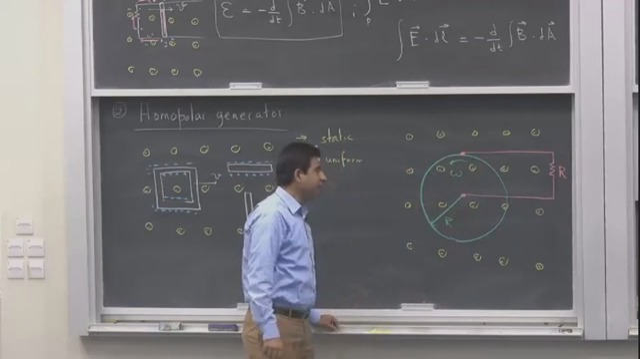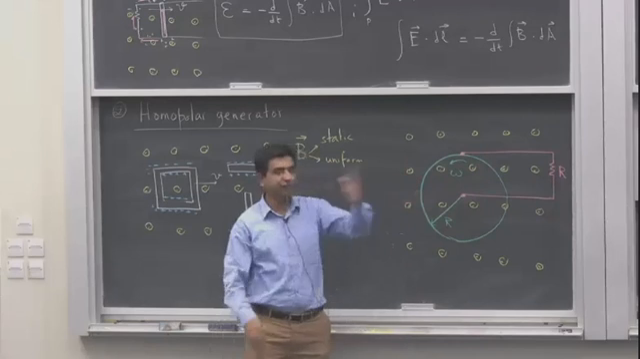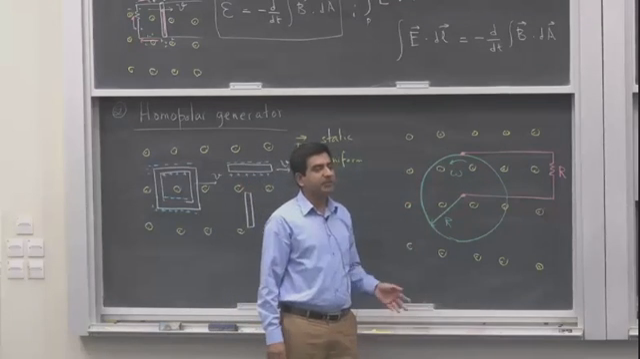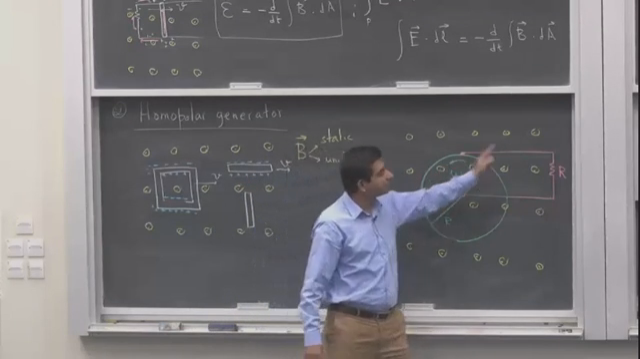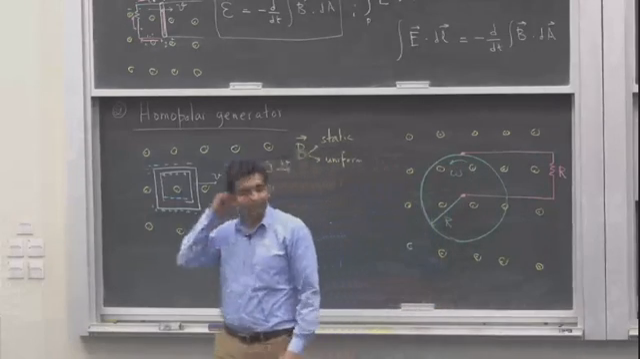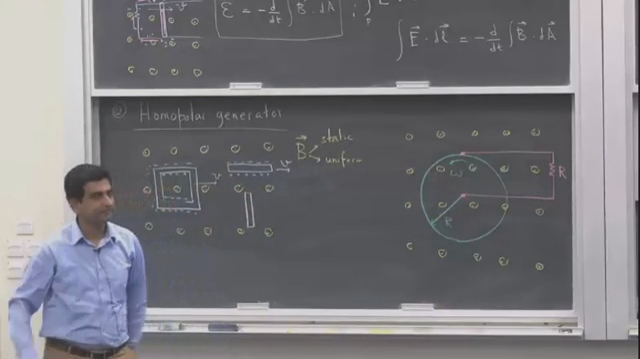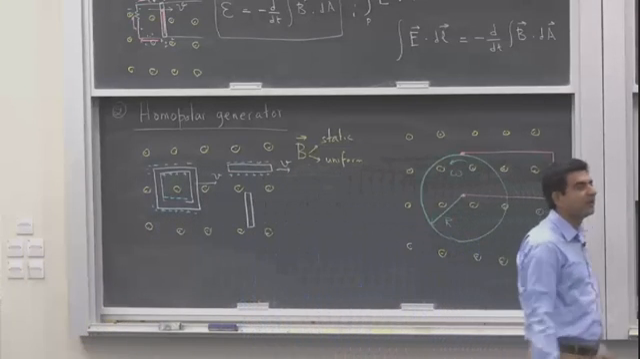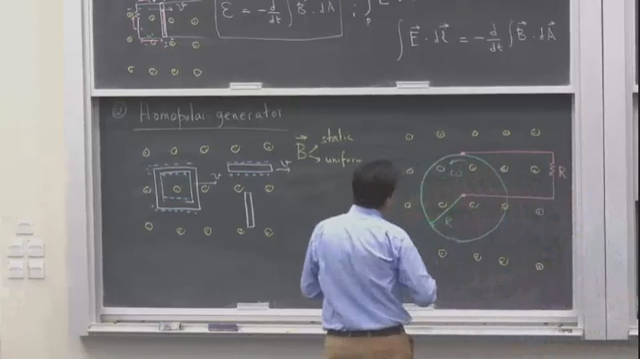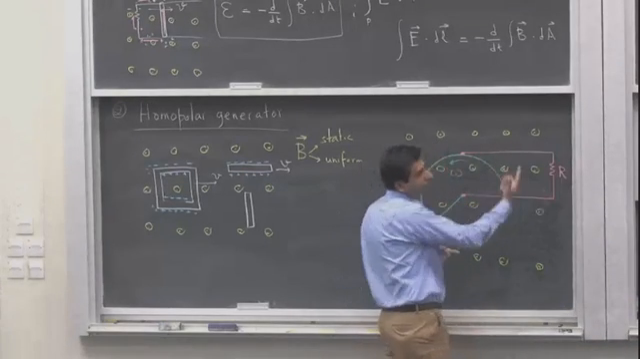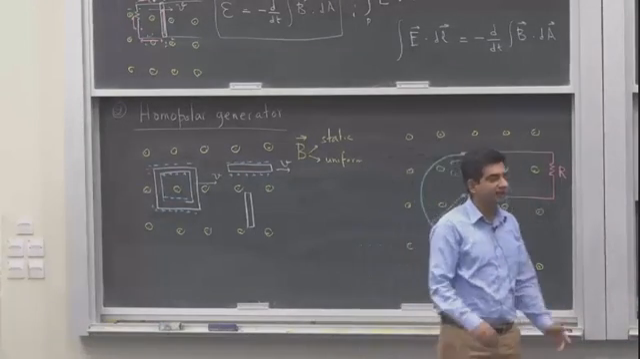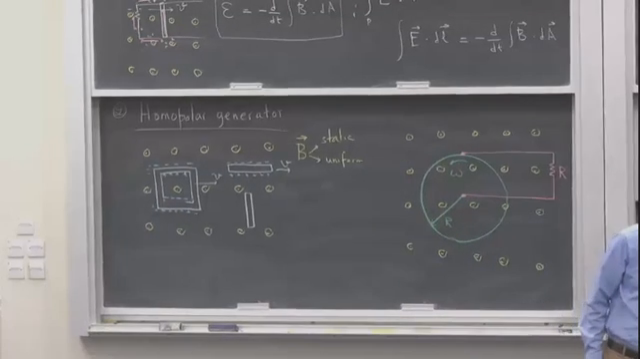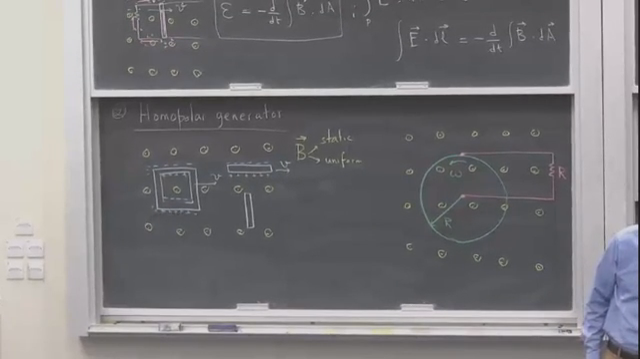Now my question to you is that this field is static and it's uniform. Will an EMF be induced inside this circuit which will cause a current to flow through the circuit? Just think about this. I give you a couple of minutes to think about this. Will an EMF be induced inside this circuit? In other words, will a current flow through this circuit? And what's the direction of that current? B is uniform here.